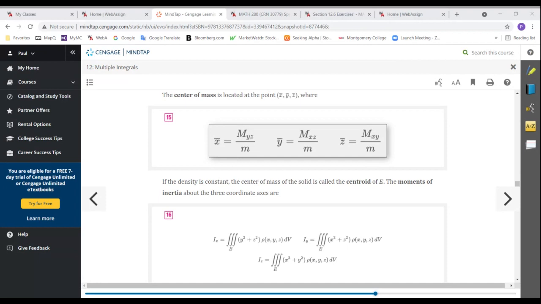So let's look at an example dealing with center of mass. Well, no, I'm going to stop there. Example 5 deals with center of mass, but I think this is a good place to stop.